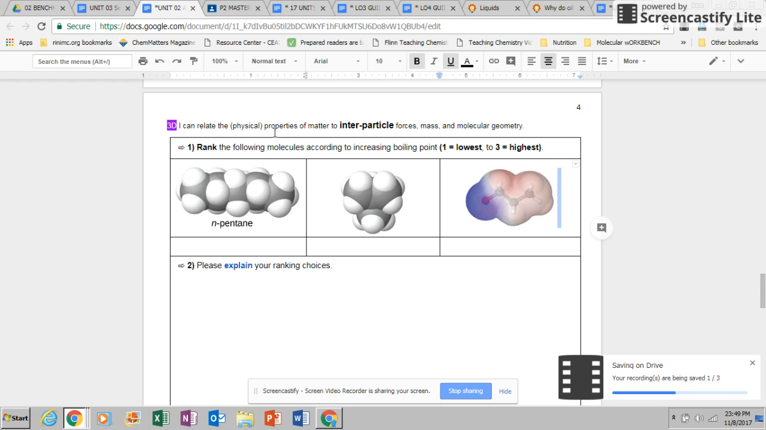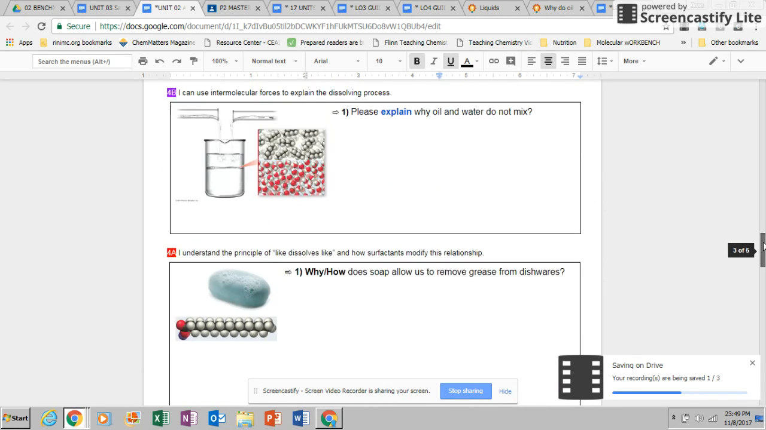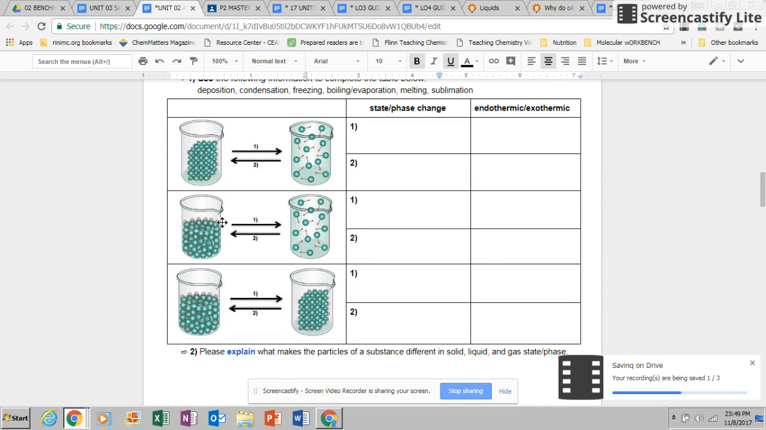Being able to relate physical properties of matter to the attraction that the mass and the shape of the individual molecules have. So here you've been asked to rank the following molecules according to increasing boiling point, or the amount of energy that it takes to separate the particles. If you were asked which particles would take the least amount of energy to separate, that's like saying which particles would take the least amount of energy to boil or separate them from being this close to that.